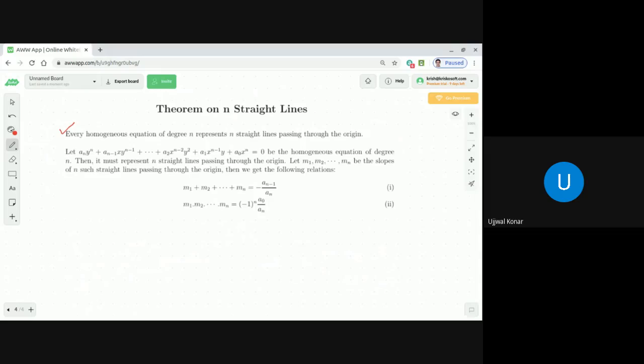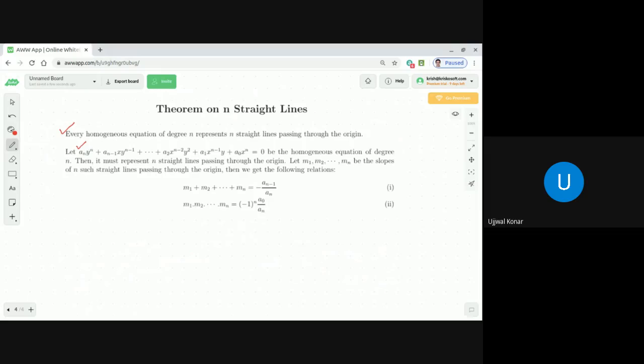Now let us consider a homogeneous equation of degree n in two variables x and y. It will be something like this: an y power n plus a(n minus 1) x into y power n minus 1, and in that way it will continue till a0 into x power n equal to 0, be the homogeneous equation of degree n. Then it must represent n straight lines passing through the origin. As there are n straight lines passing through the origin, we will have n slopes. So let m1, m2, m3 up to mn be the slopes of n such straight lines passing through the origin.